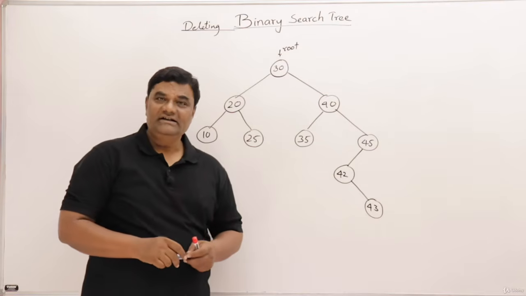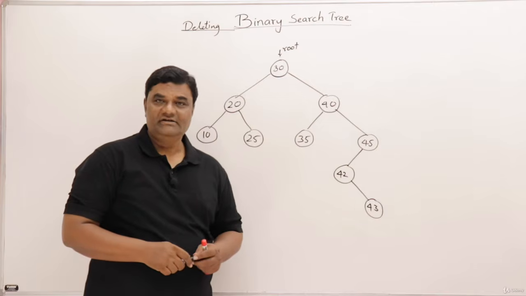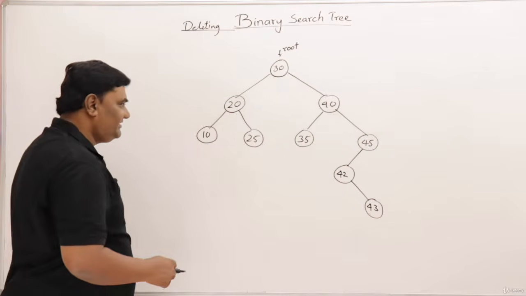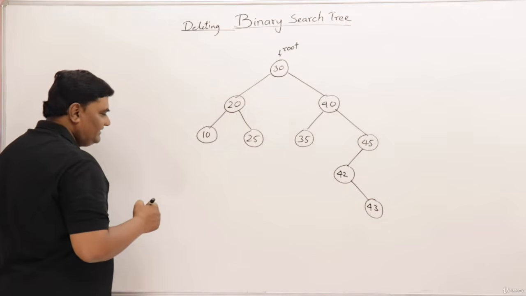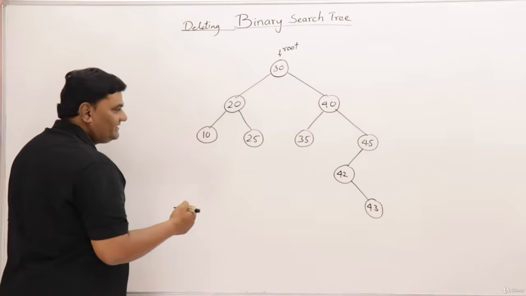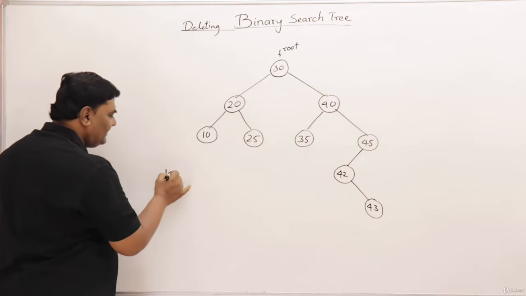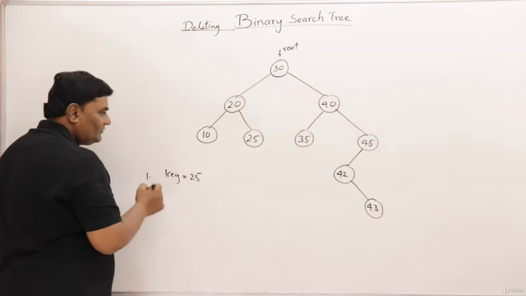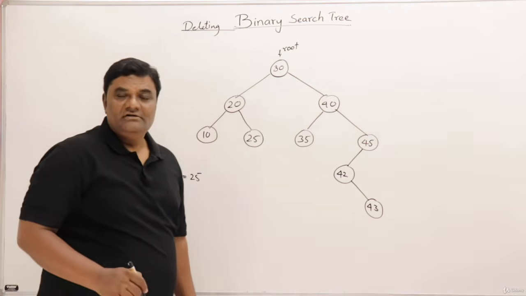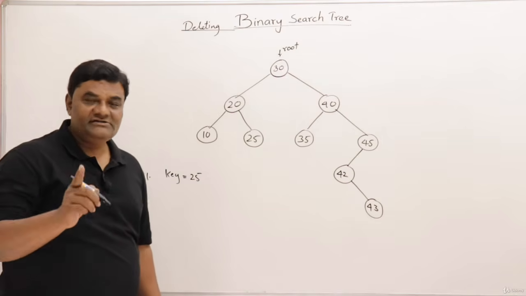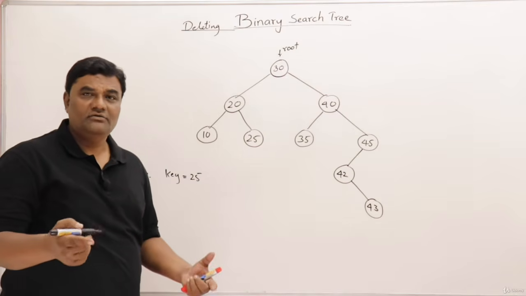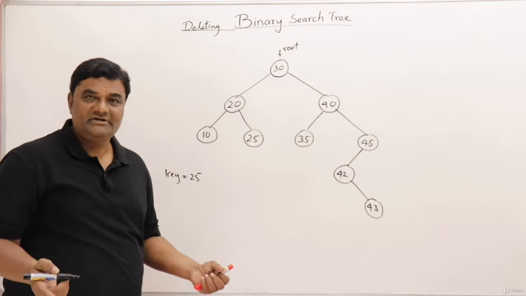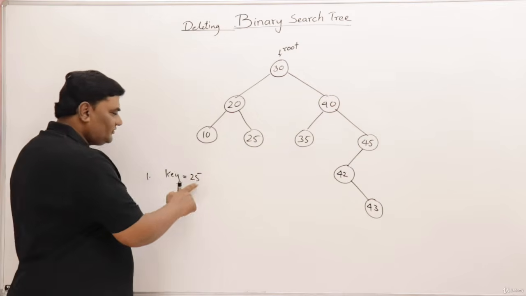Now we look at deleting from a binary search tree. So here is an example binary search tree. Let's see how to delete any key. I'll take various examples and show you. So first key I want to delete is 25. So what's the procedure? The procedure is: search for the key. If found, then delete it. That's simple. Search for 25.